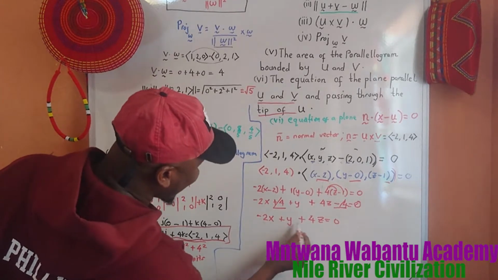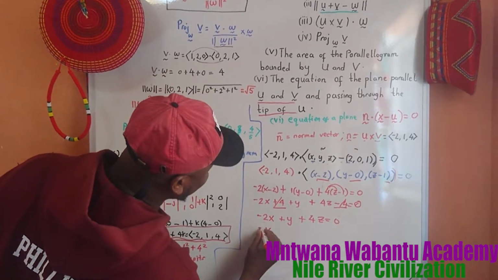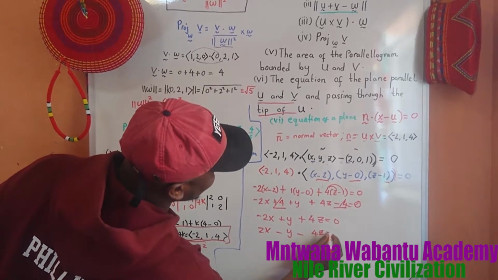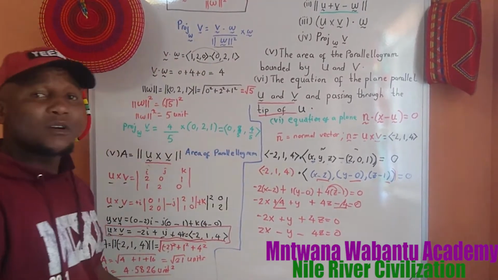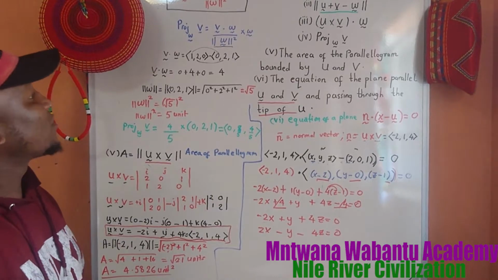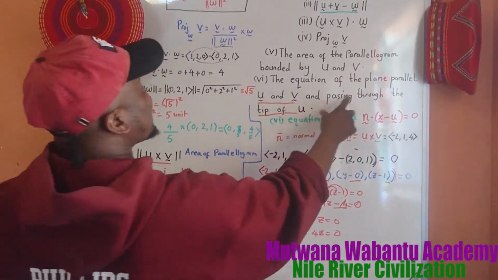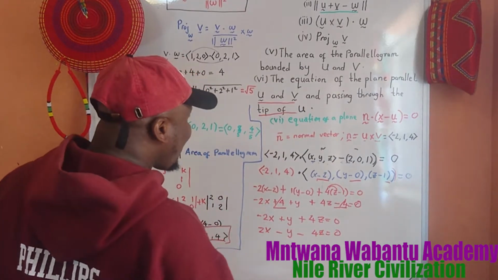If I divide by negative throughout, it gives me 2x minus y, and then minus 4z. But there's no need to do that. So this is the final answer. This is the equation of a plane parallel to u and v and passing through the tip of u.